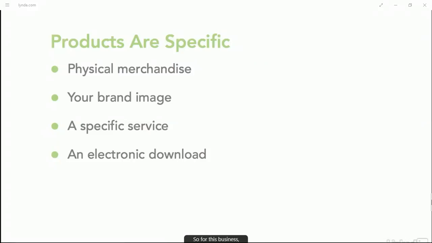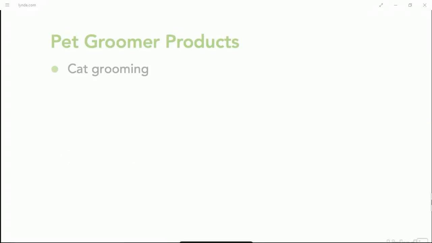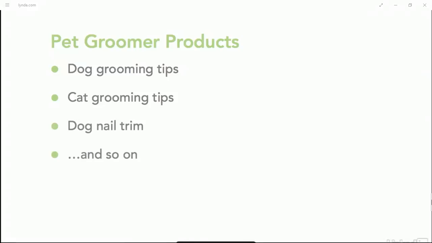So for this business, off the top of my head, I could think of cat grooming, dog shampoo, cat shampoo, dog grooming tips, cat grooming tips, dog nail trim, and so on. This list can continue to go on to focus on specific products or even more specialized items. It's not good enough to focus on your business broadly. You want to target your specific products. This lets you tailor your advertising copy and your keyword strategy to meet your customer when they're in the right mindset.